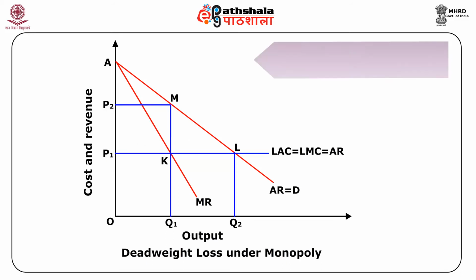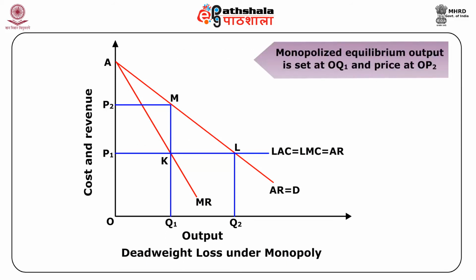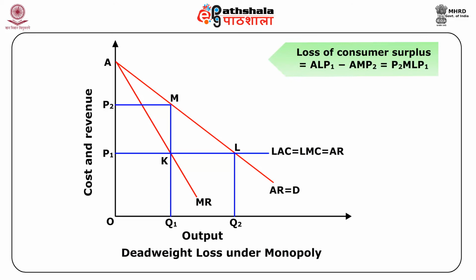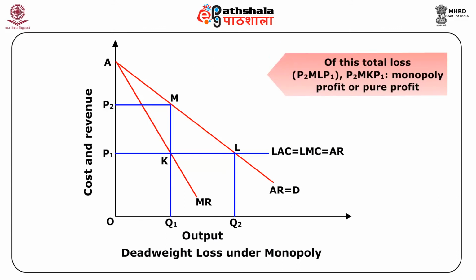If the industry is monopolized, the equilibrium output is set at OQ1 and price at OP2. This leads to a loss of a part of consumer surplus. Loss of consumer surplus under monopoly is equal to ALP1 minus AMP2, which is equal to P2MLP1. Of this total loss of consumer surplus, P2MLP1, P2MKP1 goes to the monopolist as monopoly profit.